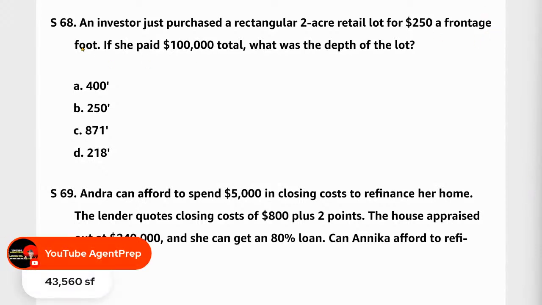Okay, so you've got 43,560 square feet. The frontage is in feet, so we need to do some conversion, right? So you have 2 acres, so you're going to have to multiply. Let me explain the formula here. Since the investor paid $100,000 total, and that equals $250 per frontage foot, there are 400 feet of frontage. So if the property is 2 acres, it totals 87,120 square feet, right?